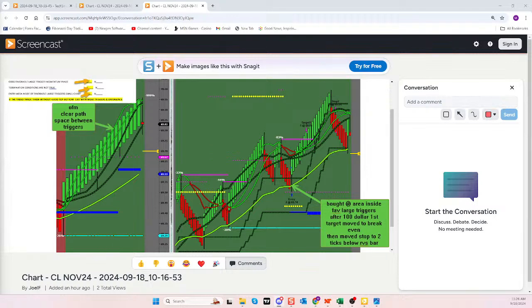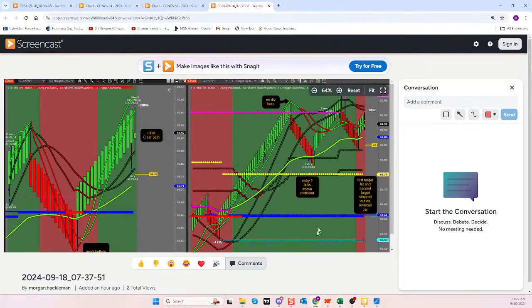No. Just follow your plan. Because your plan's based on repetition. It's based on things that have been proven to win more than they lose. You just got to let it play out. Oh, look at that.